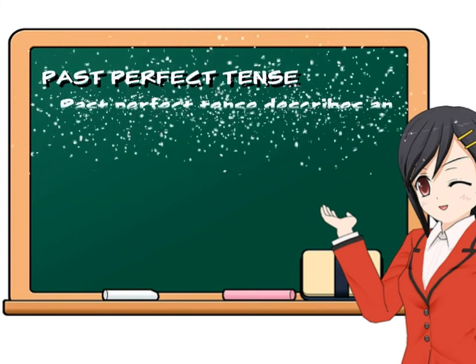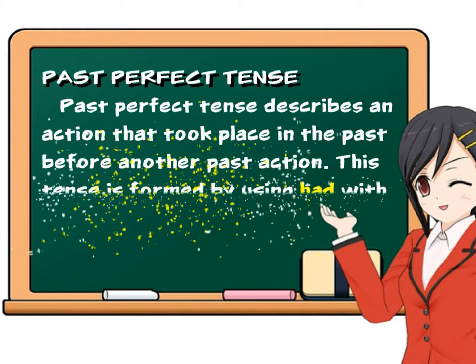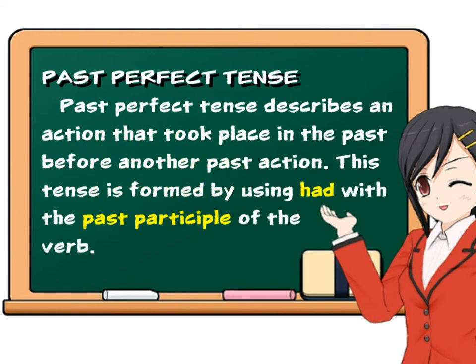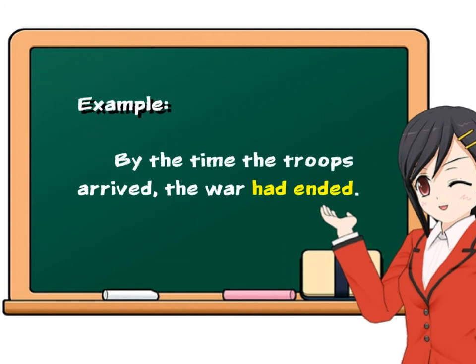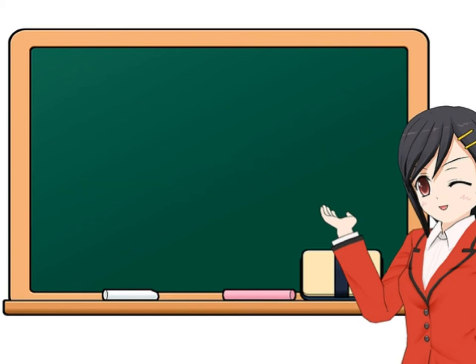Past perfect tense. Past perfect tense describes an action that took place in the past before another past action. This tense is formed by using had with the past participle of the verb. Example: by the time the troops arrived, the war had ended.